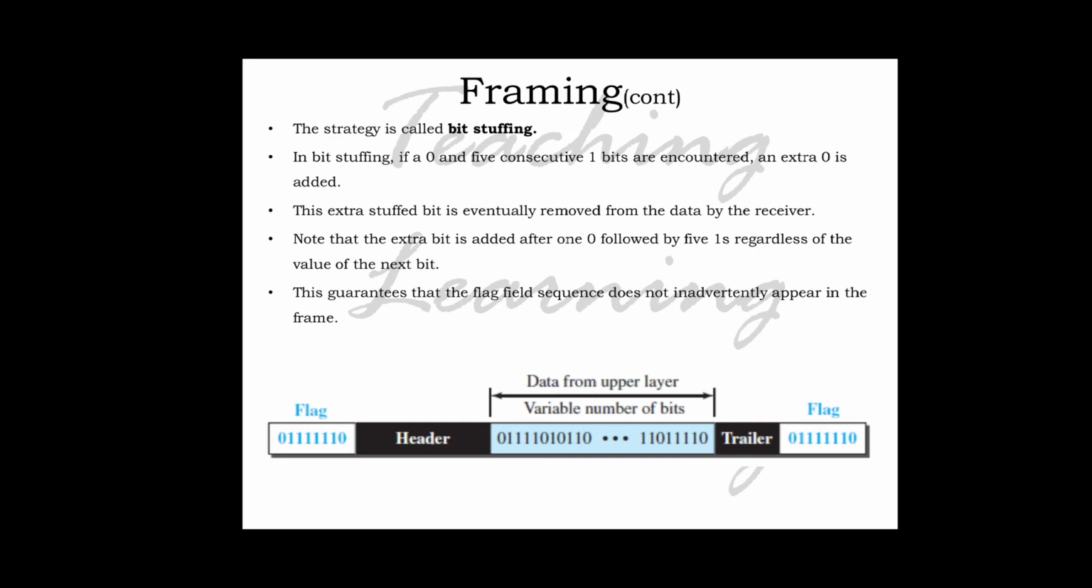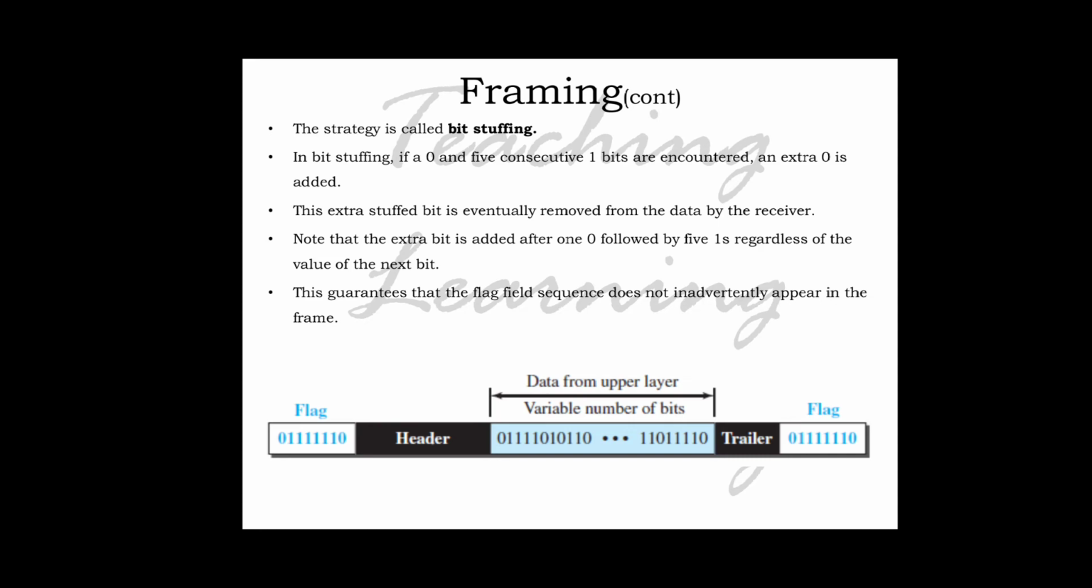So this strategy is called bit stuffing. There we are stuffing the byte and here we are stuffing the bit. In bit stuffing, if a 0 and 5 consecutive ones are encountered, one extra 0 is added. This extra stuffed bit is eventually removed from the data by the receiver. Note that the extra bit is added after a 0 followed by 5 ones, regardless of the next value. So this guarantees the flag sequence does not inadvertently appear in the frame.